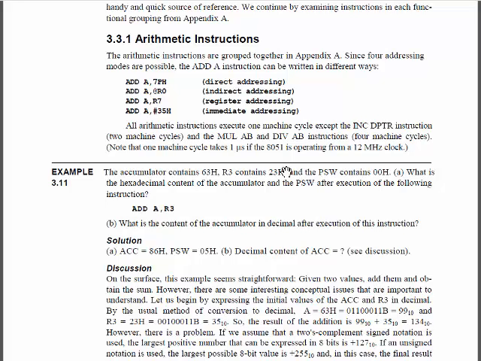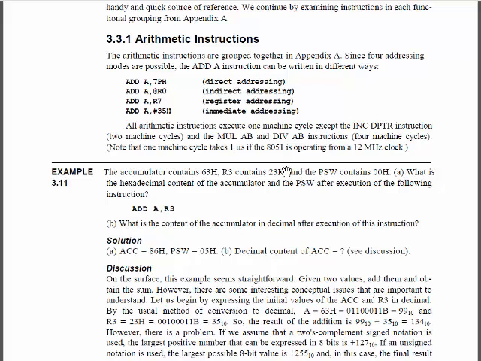They execute in one instruction, except for the increment data pointer. Remember I mentioned the data pointer? There's a command for incrementing the data pointer. That requires 2 instruction machine cycles. And multiply A and B, which requires 4. Note that one machine cycle takes 1 microsecond if it's operating at a 12 megahertz clock. That kind of gives you an idea how fast this thing will do that.